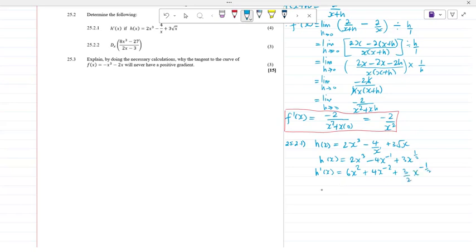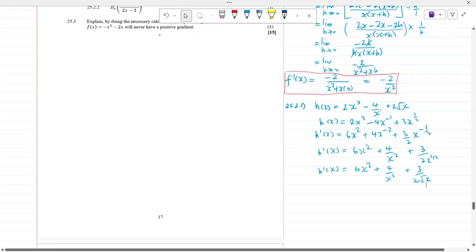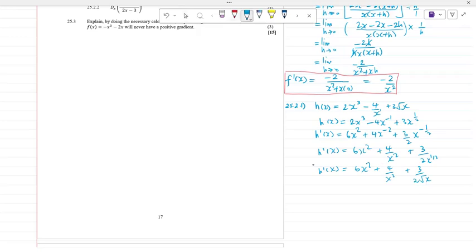Then I can continue with the problem and get all exponents in with positive signs. So this will give me 6x squared, then plus 4 over x squared, and then plus 3 over 2 x to the power of half. I can still express the derivative of h in surd form. I get 6x squared plus 4 over x squared, then plus 3 over 2 times the square root of x. So this is our derivative of h. This is the answer to the question.